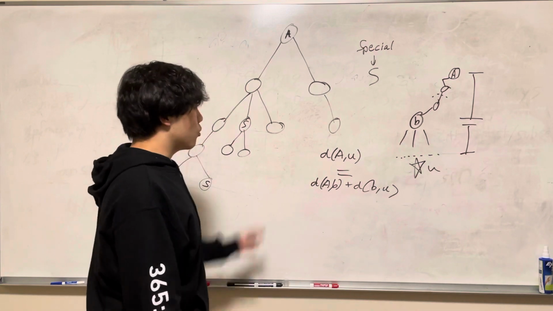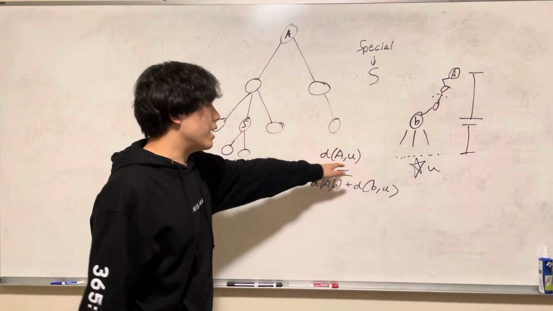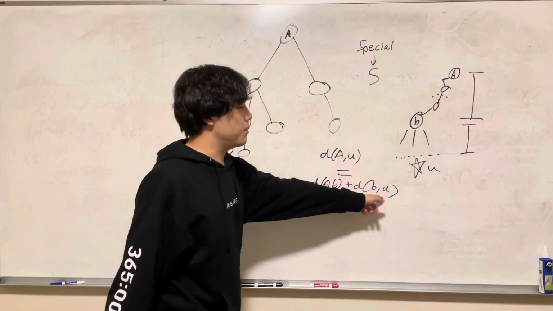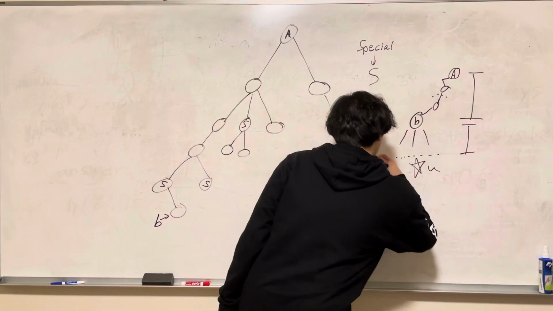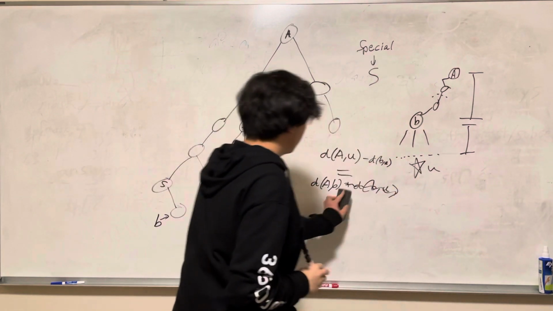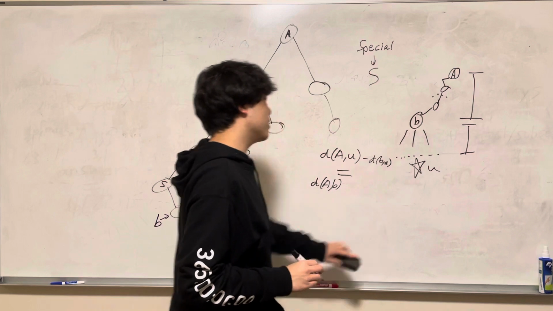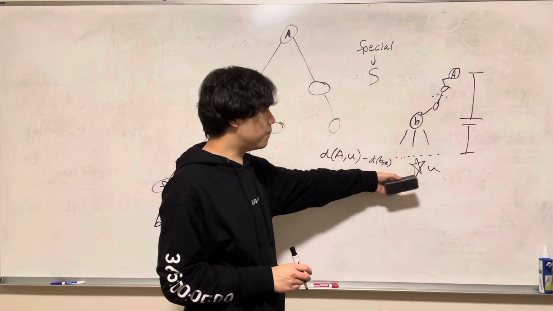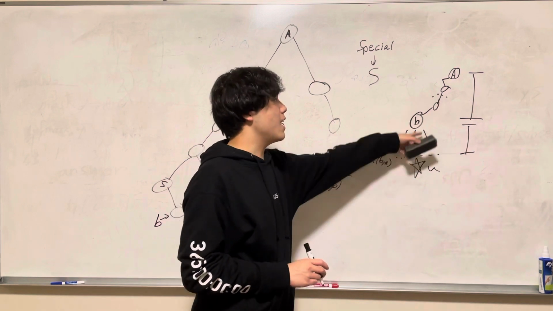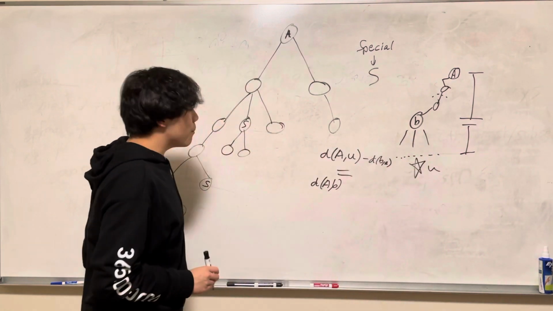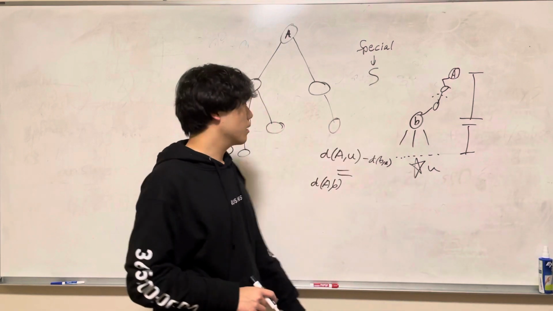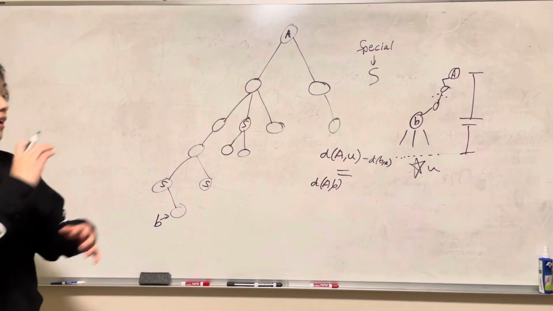And then you notice that the quantity we care about is distance from A to U minus distance of B to U. So if we subtract d of B to U from both sides, we realize in this case it's always going to be the distance from A to B, no matter where the special node U is located in the subtree. The only thing that matters is that U is in the subtree of node B. So that's one case that we can decide for every B.